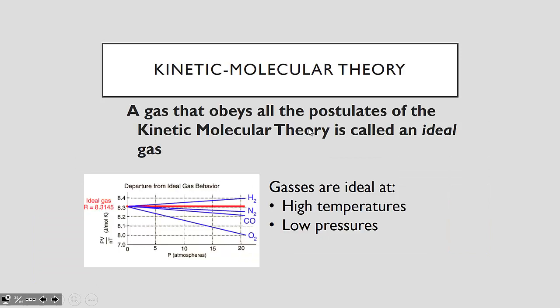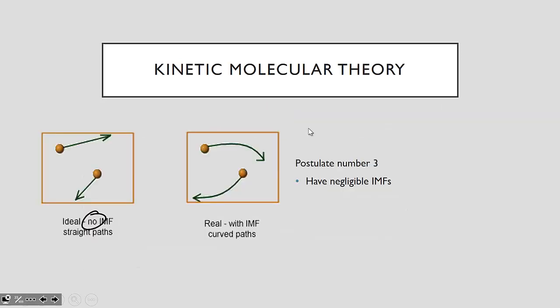Now, any gas that obeys all 6 of these ideas is said to be an ideal gas, right? But there's really no such thing as an ideal gas. In all honesty, no gas behaves ideally. Every single gas deviates, because the kinetic molecular theory says that gases have no intermolecular forces. However, that's not true. They have a negligible intermolecular force, meaning it's almost nothing, but it is still something.